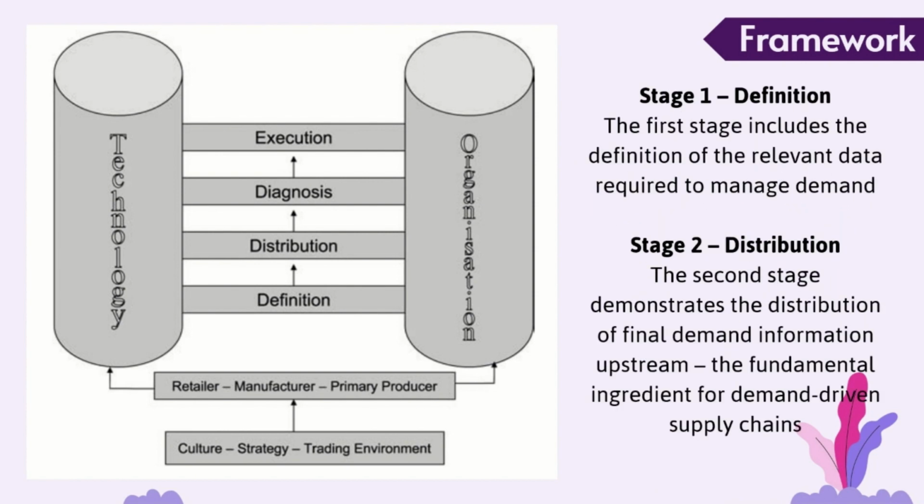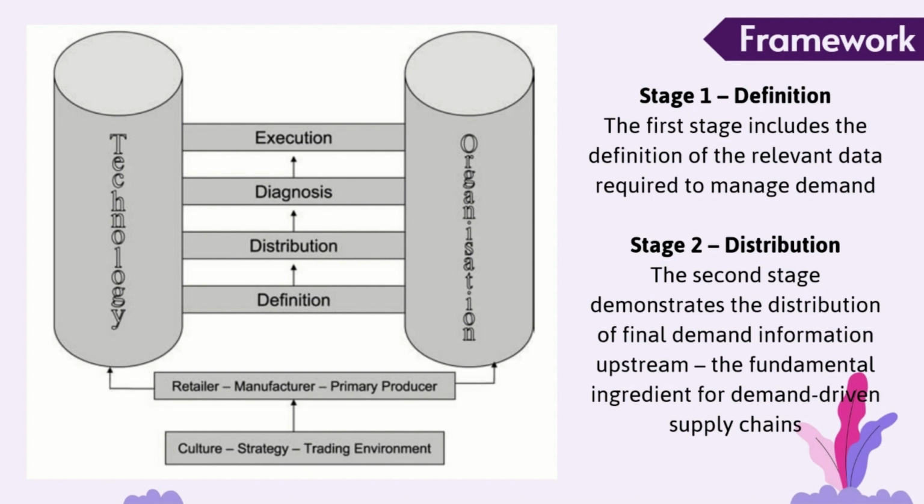Stage 1, definition. The first stage includes the definition of the relevant data required to manage demand, followed by systematic and accurate recording of these data on an ongoing basis. Reliable and consistent data between chain partners on consumer sales, ordering patterns, and inventory levels is a prerequisite for more effective and integrated demand management.